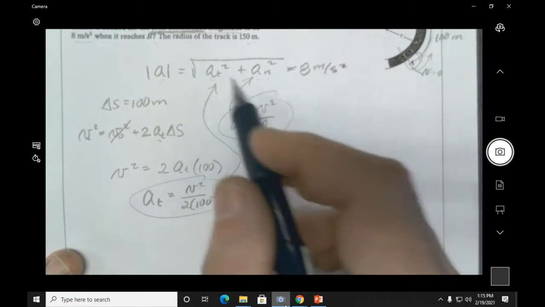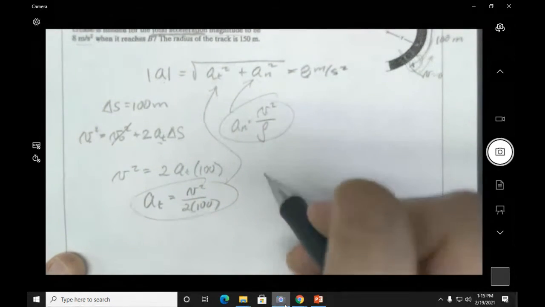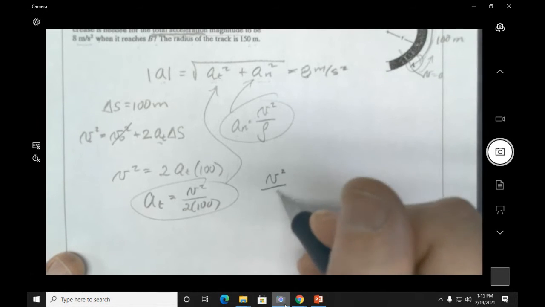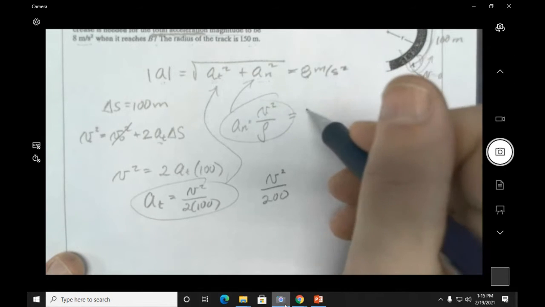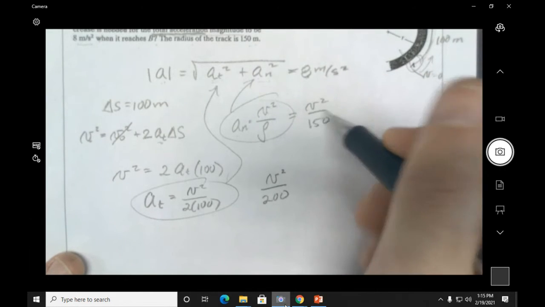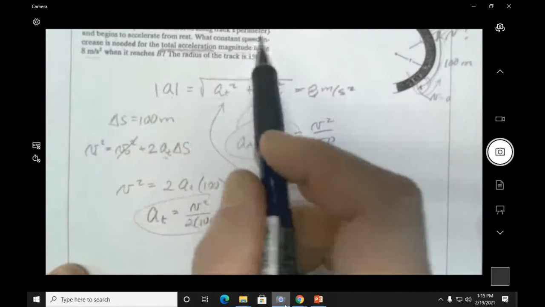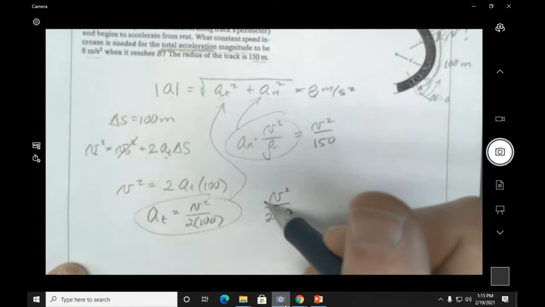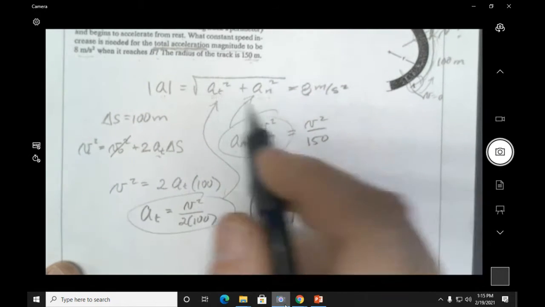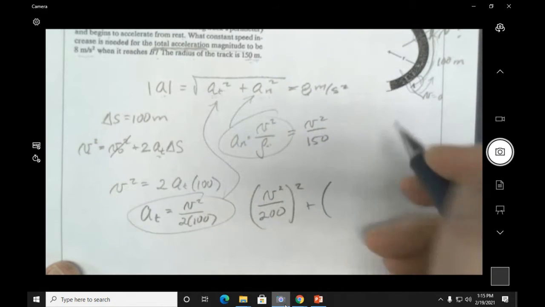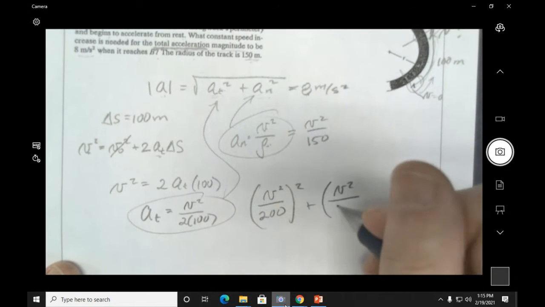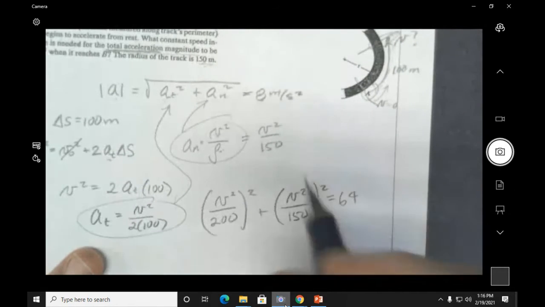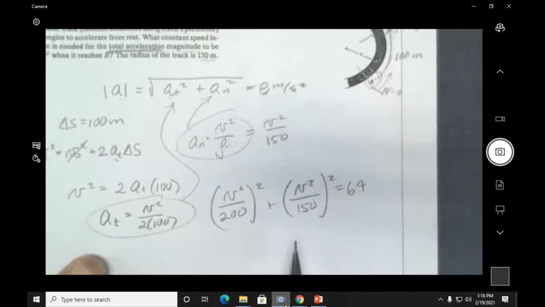So what I'm going to say, and might as well square this right here, right? So I could say that a_t is v squared over 200. And a_n, you know what, this is going to be v squared over 150, as we were told the radius of this was 150. Squared, plus v squared over 150 squared is going to be equal to 64, right? So I squared both of those, so I skipped a little step right there.